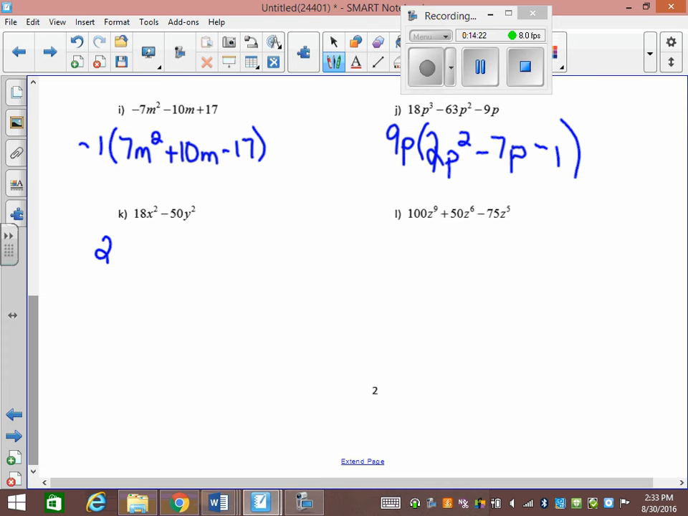So now you want to take out the GCF and tell me about the difference of squares. Watch, take out a 2, and I'm left with 9x squared minus 25y squared. And you might be like, what the heck is the difference of squares? I forget, it's been too long.